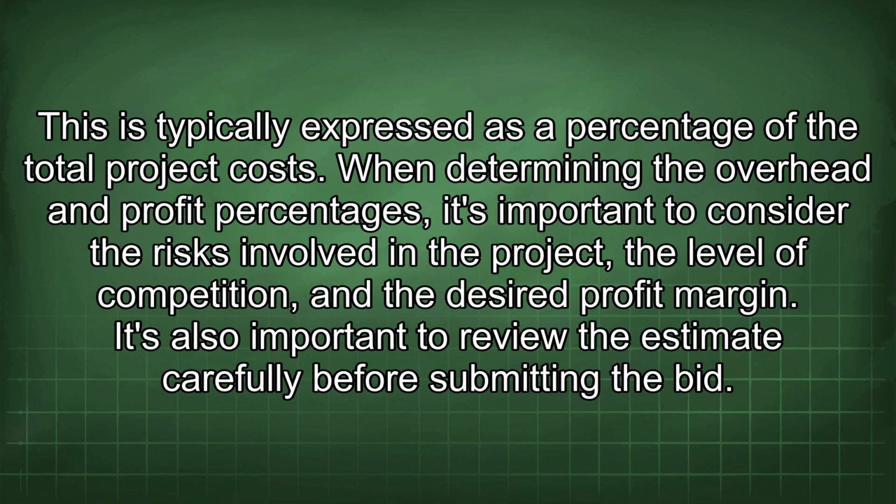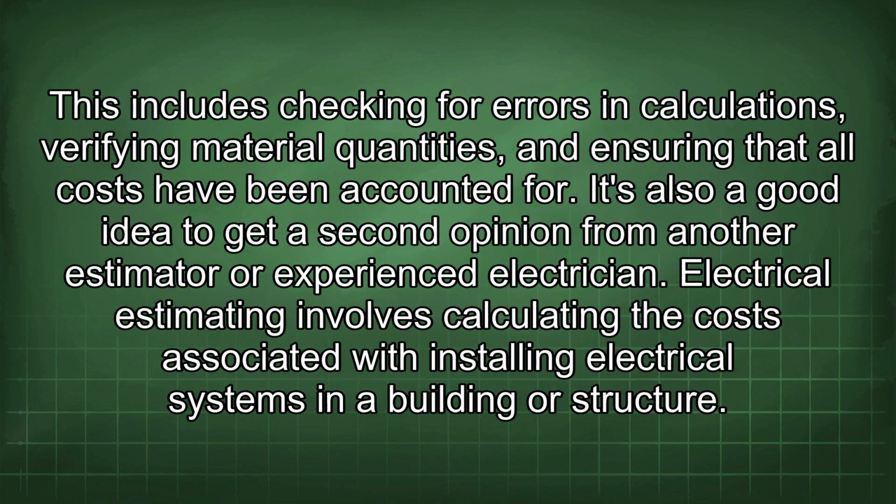When determining the overhead and profit percentages, it's important to consider the risks involved in the project, the level of competition, and the desired profit margin. It's also important to review the estimate carefully before submitting the bid. This includes checking for errors in calculations, verifying material quantities, and ensuring that all costs have been accounted for. It's also a good idea to get a second opinion from another estimator or experienced electrician.